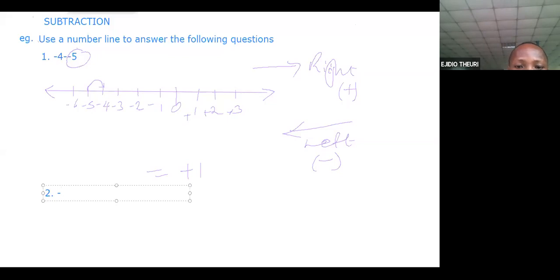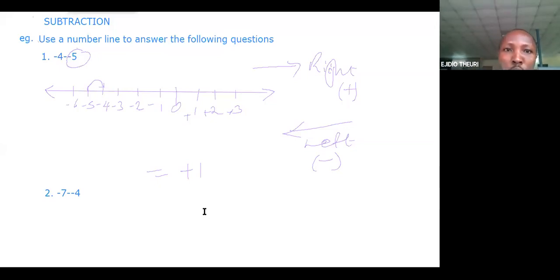-7 minus 4. So you need to ask yourself, we start from the second number, -4. We look for where the -7 is. Tunajiuliza, have we moved?